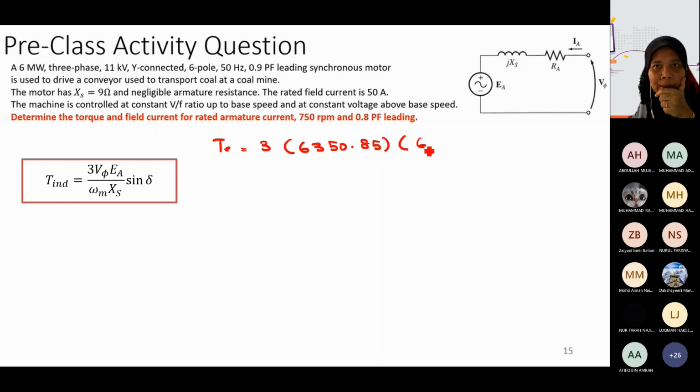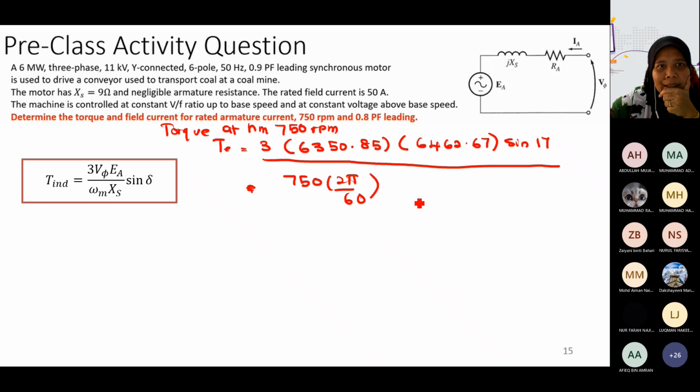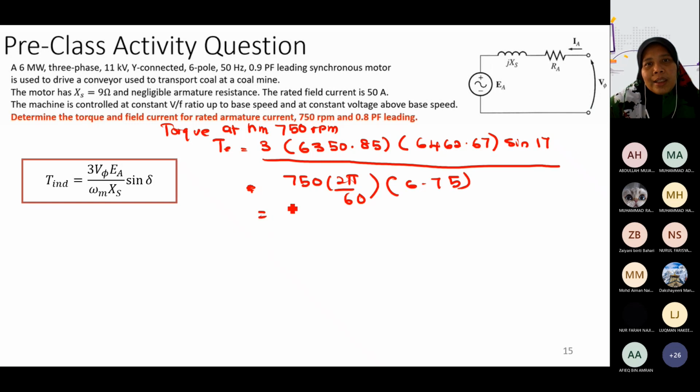EA equal to 6462.67, sin 17, over, write first, torque in Nm, omega m in rpm. What's omega m? 750 times 2 pi over 60, times XS, 6.75. Okay, this is the calculation for the new torque at the speed of 750. Please calculate. What do you get?